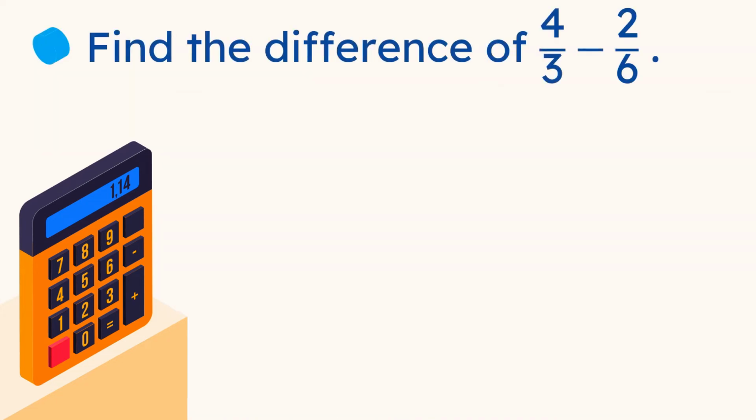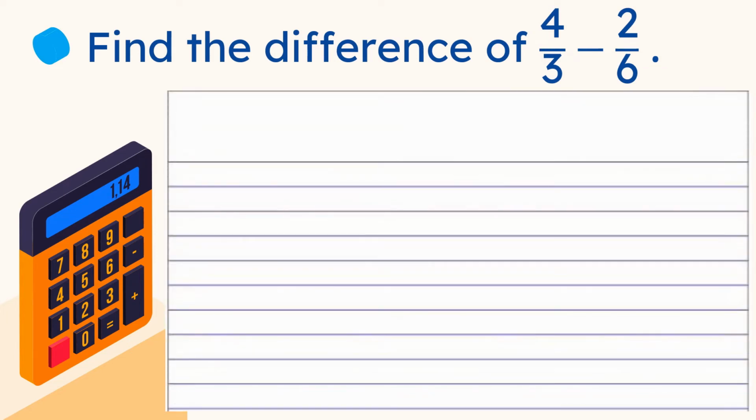Let's have example number 4. Find the difference of 4 out of 3 minus 2 out of 6.